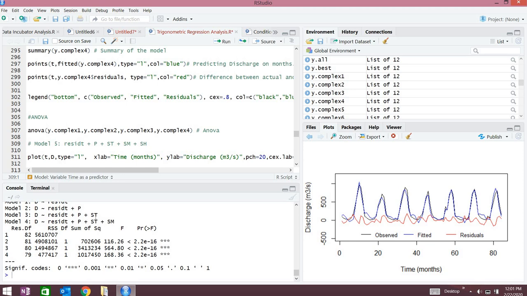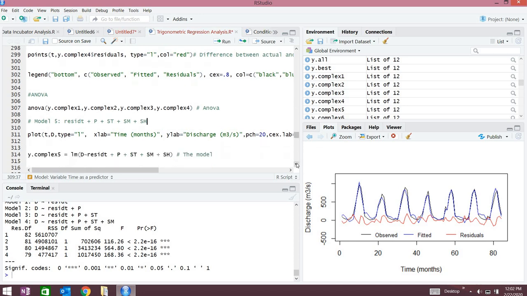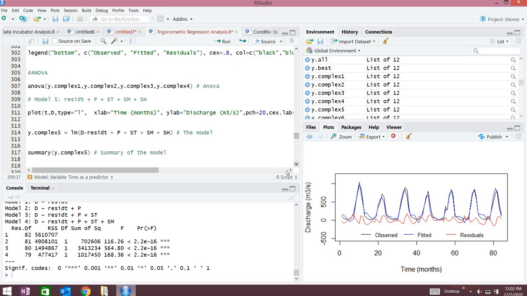Okay, when we add soil moisture, based on the p-values, all the three are statistically significant. Then we go to model 5, where we add the specific humidity to the previous variables. Our plot is still the same.